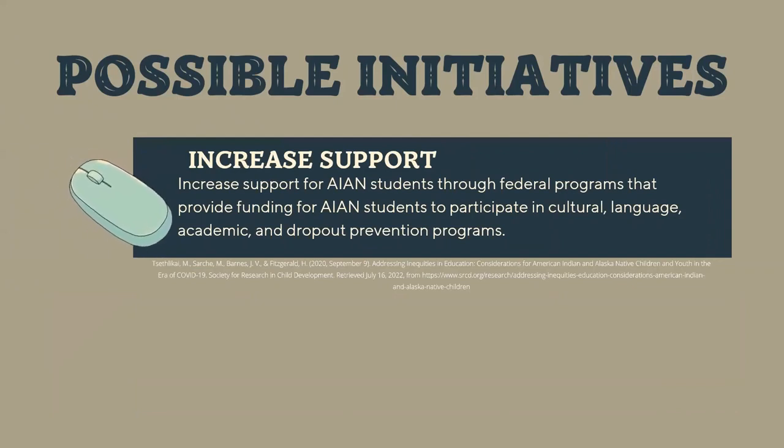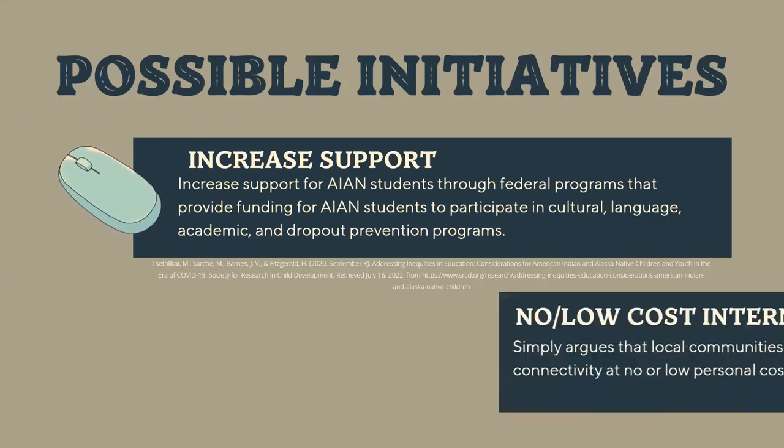If the goal is to get access to internet and devices, and the main problem is funding, then increasing support for students through federal programs could help. Increasing funding for programs that allow students to participate in cultural, language, academic, and dropout prevention programs could also end up funding internet connection, if connection is available in the area.